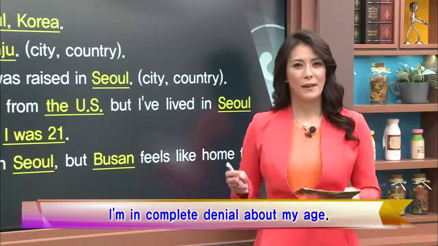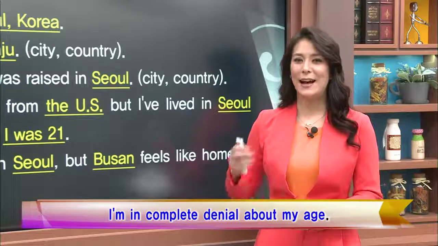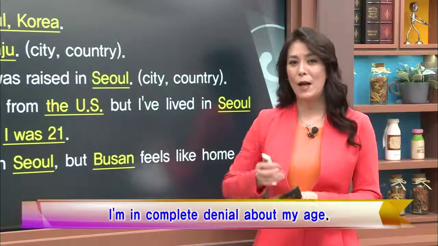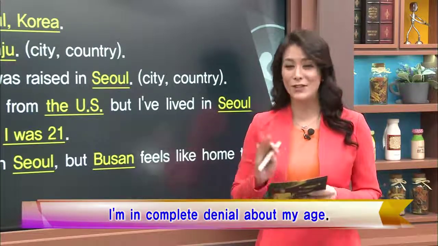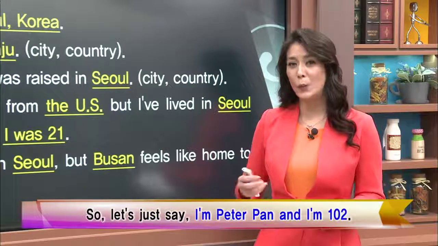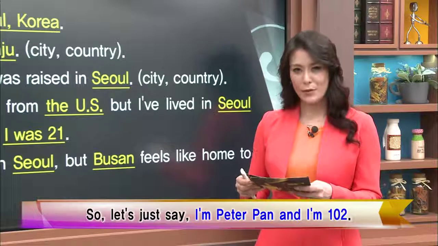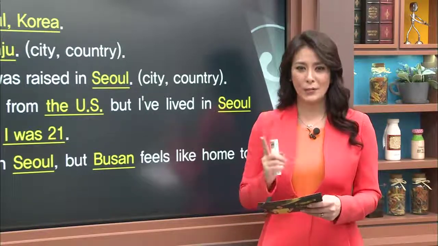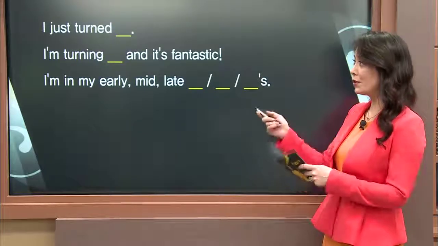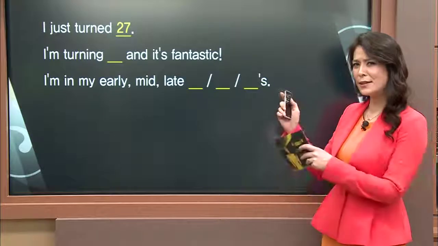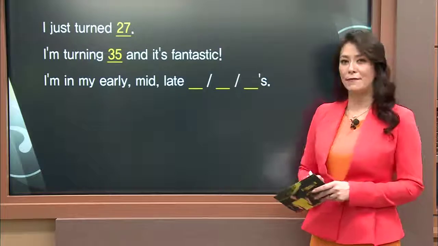What does that mean? He just doesn't want to believe the truth. He doesn't want to think about his age. So he says, I am in denial about something, meaning I don't want to believe in it. And he didn't mention his age, but he kind of jokingly, with humor, said, I'm Peter Pan and I'm 102. Okay? Now, so when it comes to talking about your age, which expressions can you use? Let's take a look. All right, you can say, I just turned a certain age. Okay, this is a pretty simple expression. Let's move on to this one. I'm turning 35 and it's fantastic.